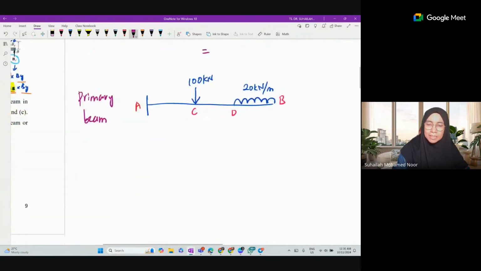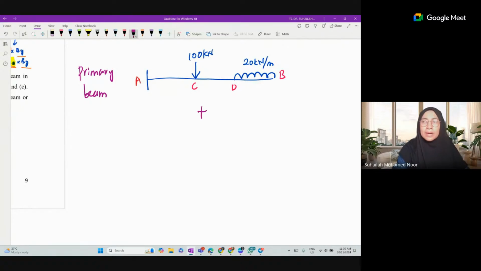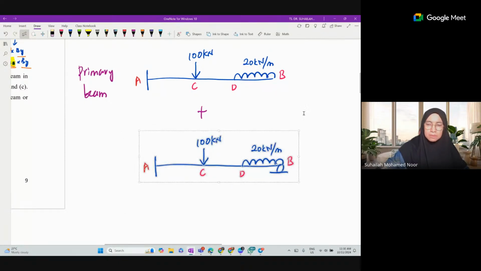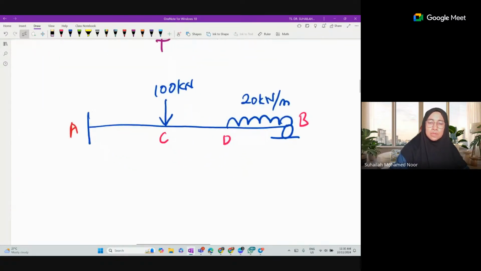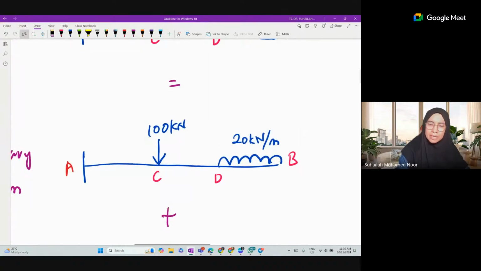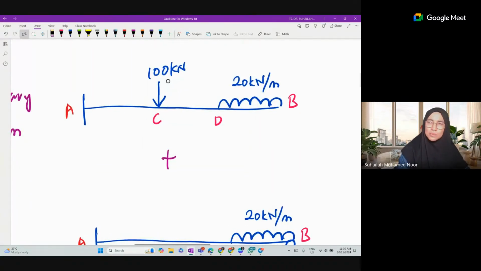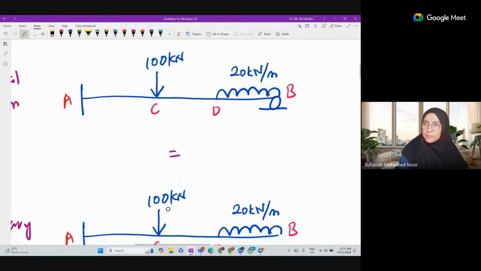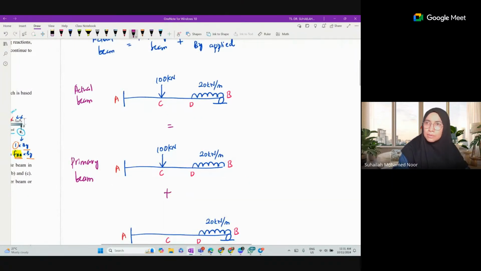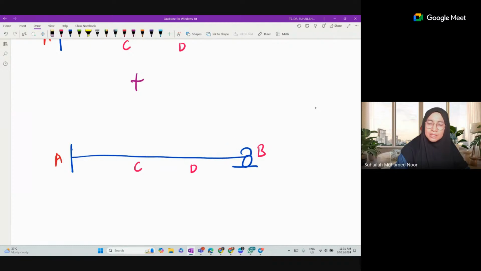Primary beam plus redundant BY applied is... okay, no external loading, because the external loading is here already. It is 100 plus 100, then only we get back 100 in the actual beam. The idea is 100 from the actual beam is equal to 100 plus 0. So there is no UDL as well.